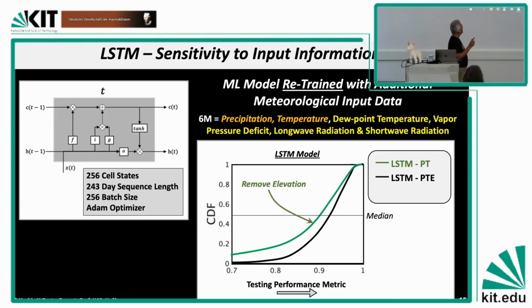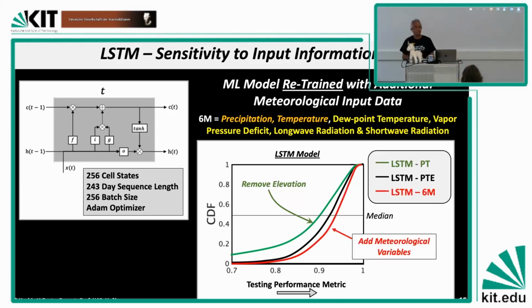But what if I leave elevation out and I give it all these other meteorological variables that are available to me? Dew point temperature, vapor pressure deficit, long wave radiation, short wave radiation. And performance actually improves. So what does this tell us? It tells us that the hydrometeorological variables already encode within them information which is being provided by elevation, okay?